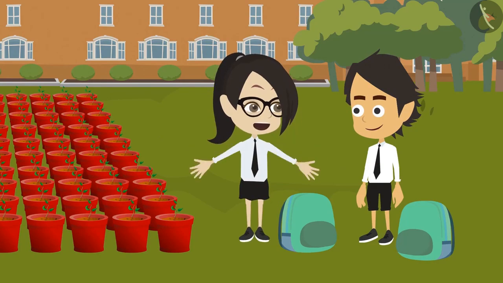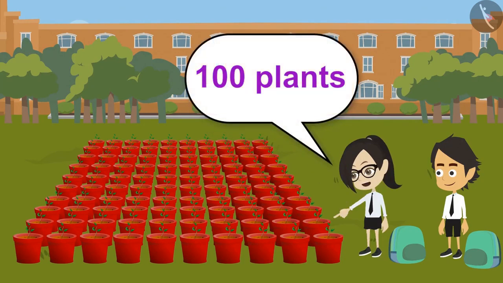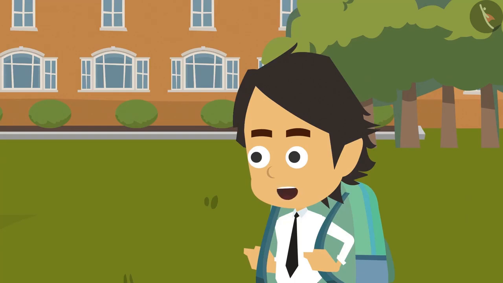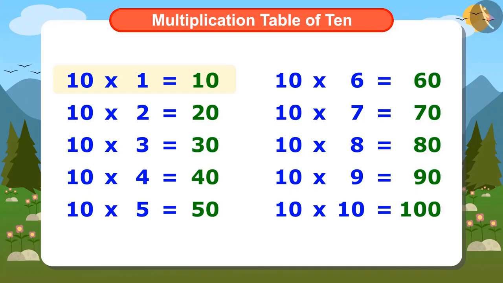Now, since you know the entire multiplication table of 10, you can immediately tell that there are a total of 100 plants. Yes, that's the benefit of multiplication tables. Without the use of paper and pen, you can solve some questions easily. Let me memorize by singing the multiplication table of 10.